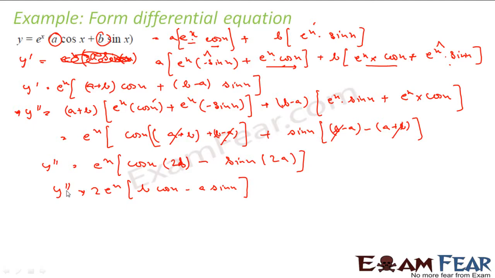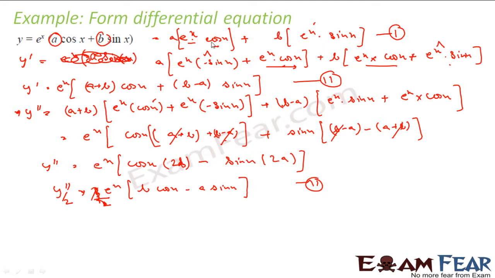Correct? Or to make my life simple, I'll just make this y double dash by 2 equal to this by 2. So this 2 is gone. Correct? So I have 3 equations. Y is equal to this value, my first equation. Y dash is equal to this value, my second equation, and y double dash is equal to this value, my third equation. So now from these three equations I have to form equations in such a way that a and b are gone. Correct? So let's see what will happen.